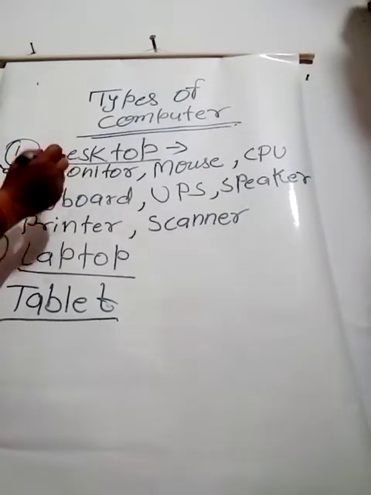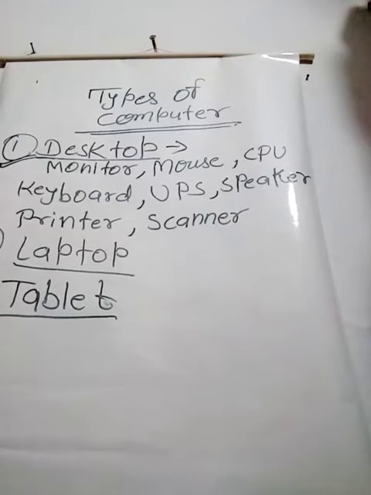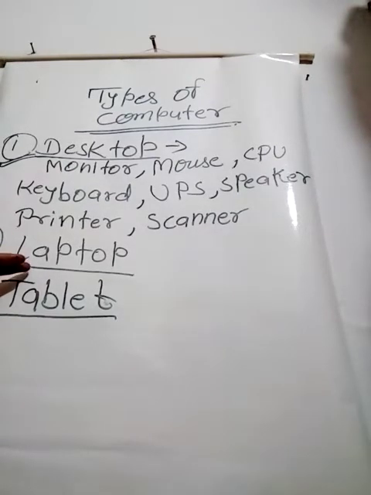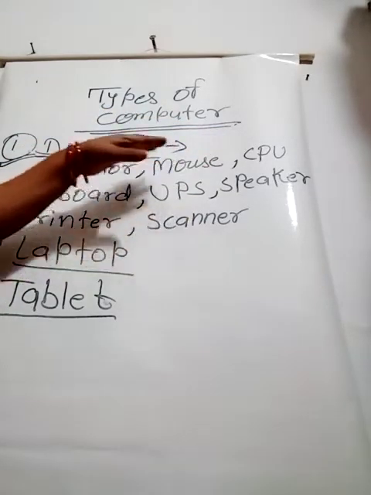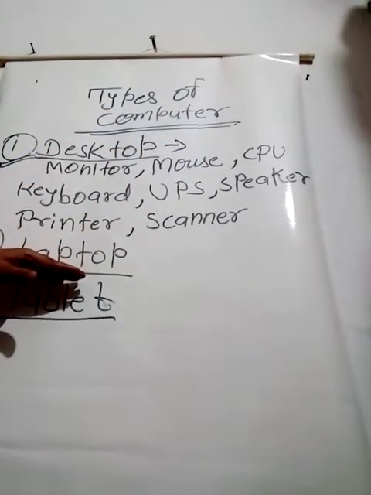The next type of computer is the laptop. It is a small type of computer. It is a small form of a desktop computer, and everything, the monitor, the mouse, the keyboard, CPU, UPS, speaker, everything is inbuilt.